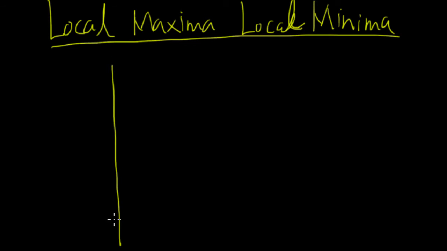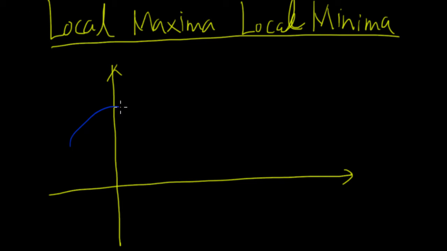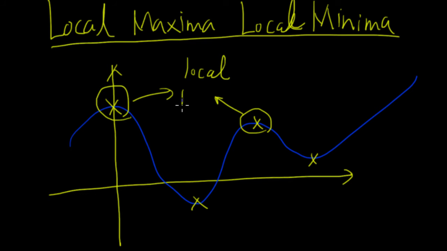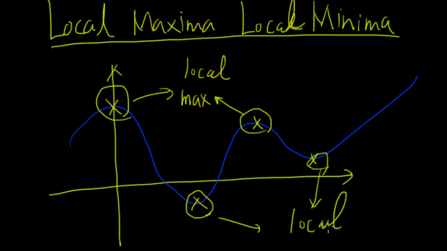Let's say you have a graph, and that graph goes like that. And obviously, you have this maximum point here, and these two minimum points here and here. This point and this point are called local maximum. And this point and this point are called local minimum.